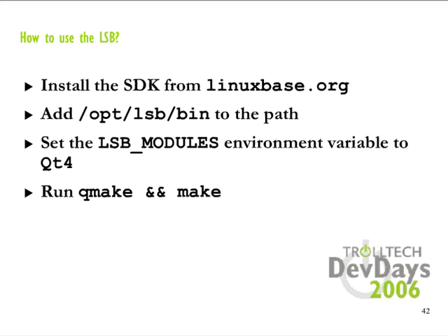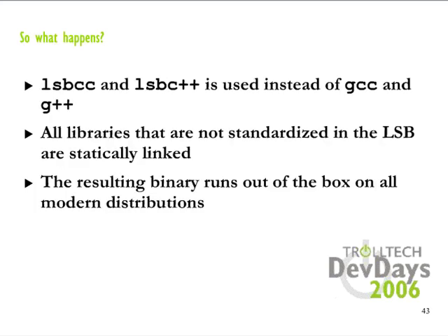Now, for the one third of you who do not use qmake, all you need to do is tell your build system to use the lsbcc and lsbc++ compilers instead of GCC and G++. Those two are really just wrappers around GCC and G++. All they do is change your include paths and your default library search paths to use the LSB versions of the libraries to link with instead of your operating system libraries. So you can be sure that if something links within the LSB environment with lsbc++ and lsbcc, it will work on all LSB compliant distributions.